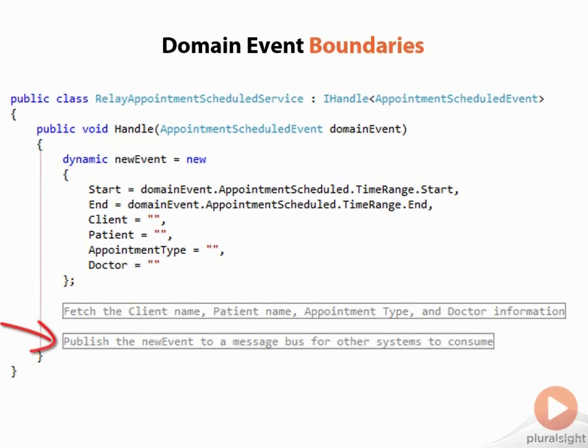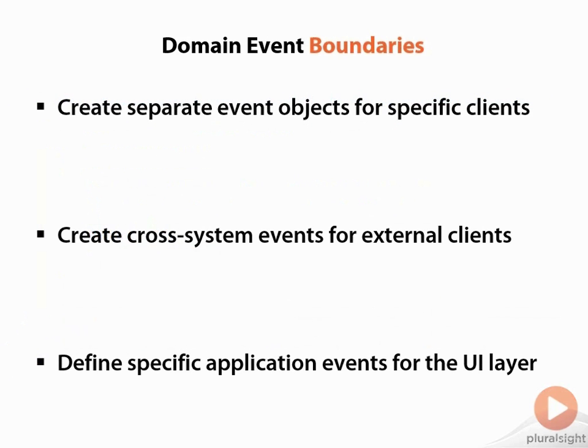You can imagine that inside the fetch client name, patient name, appointment type, etc. section, we're using a repository or something similar to pull that information out of our domain. It may be valuable to do something similar when raising events to your UI layer from your core.